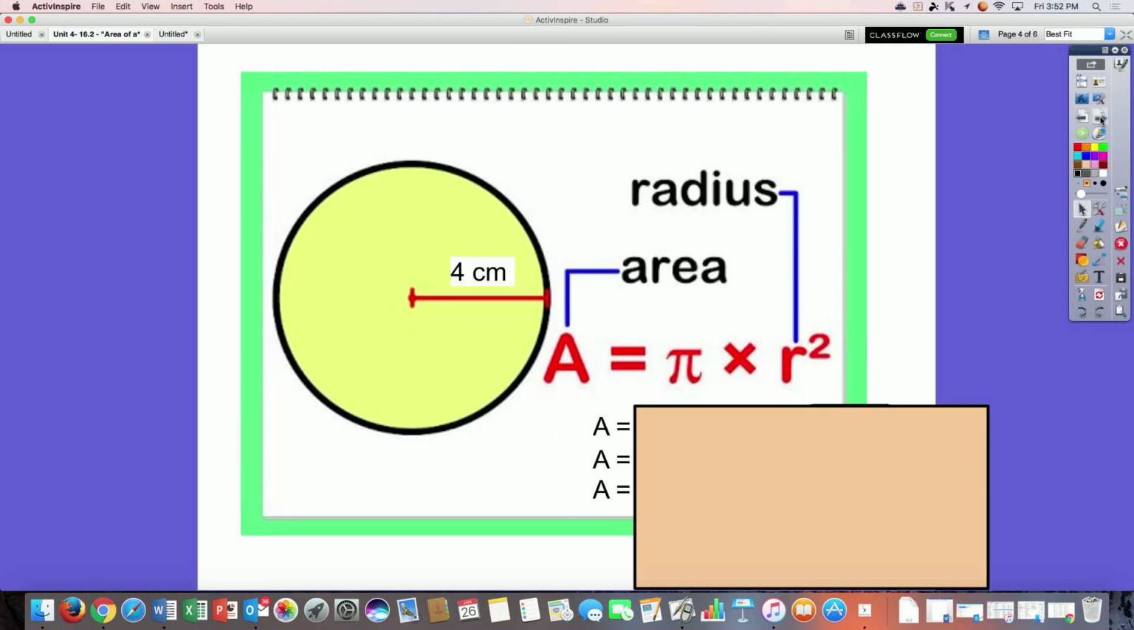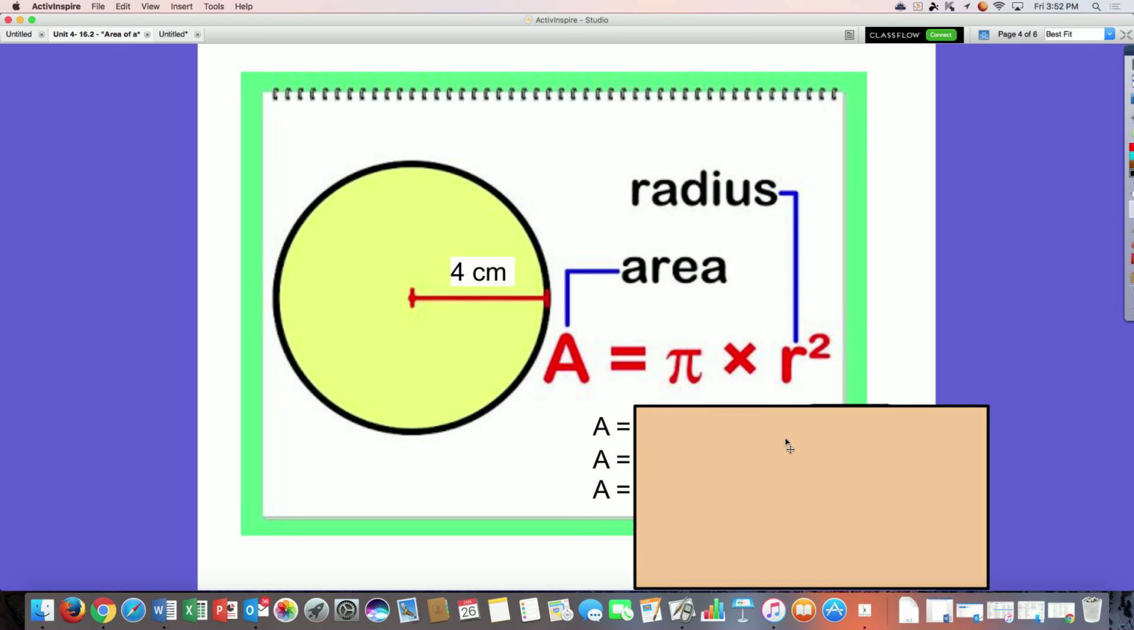Let's do some hard problems. All right, here we go. Here's another example. Area equals pi times r squared. I even got the words for you. Here's the radius. It's 4. What's our first step? We write down our formula.